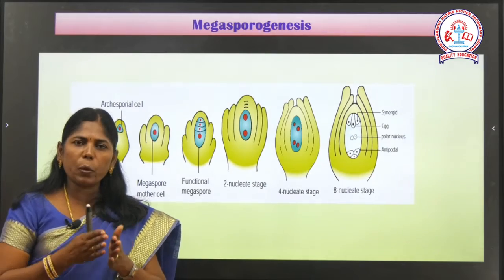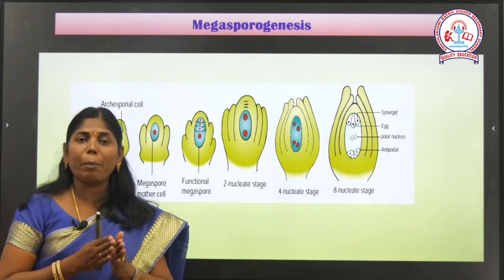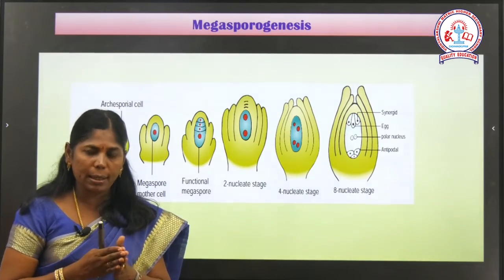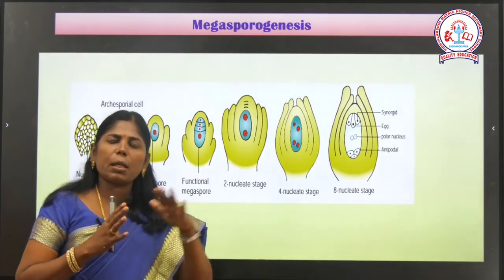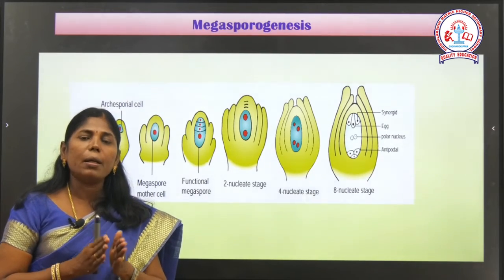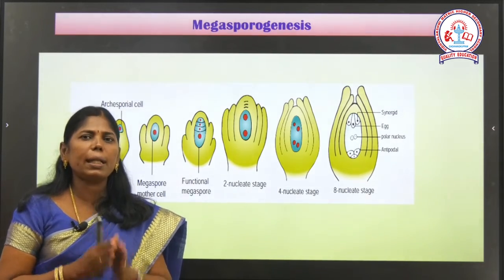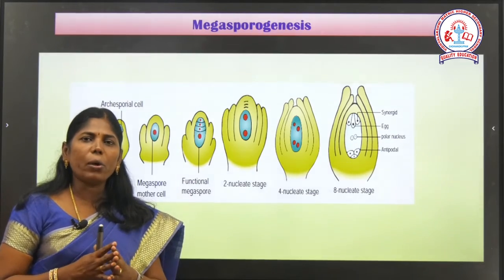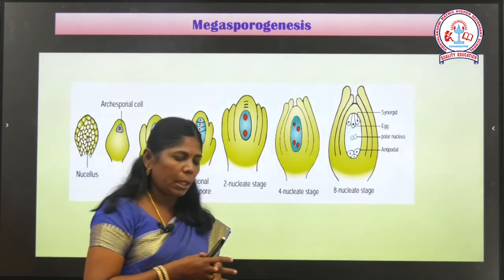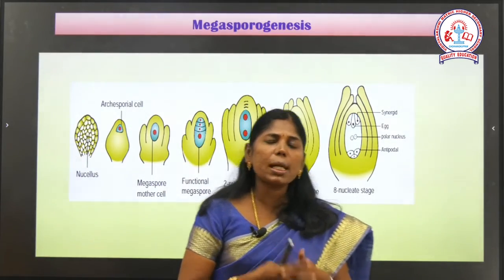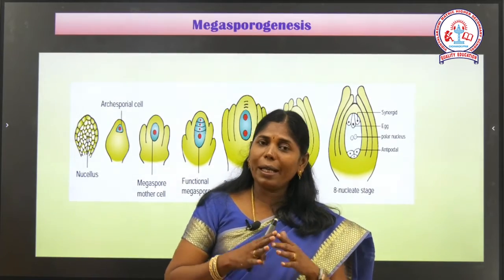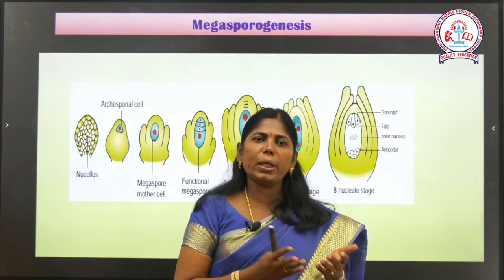The primary sporogenous tissue undergoes mitotic division to form the megaspore mother cell. There it was the microspore mother cell, here it is the megaspore mother cell. The megaspore mother cell undergoes reduction division, that is meiotic division, to form 4 haploid megaspores. Of the 4 haploid megaspores, actually any one is functional and the remaining 3 disappear, or any 2 are functional and the remaining 2 disappear.